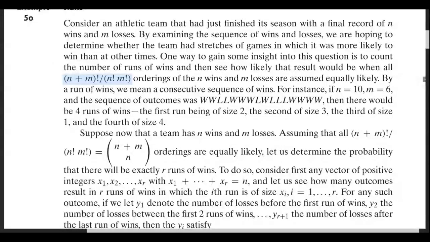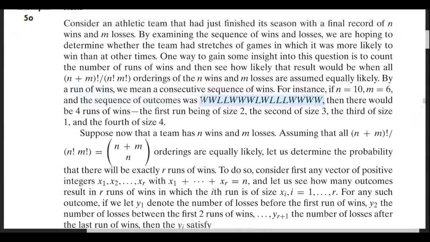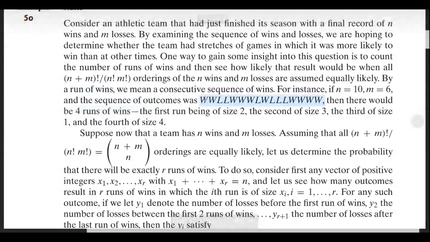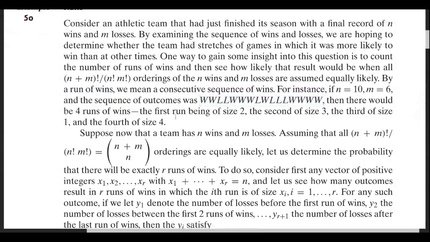So by a run of wins, we mean a consecutive sequence of wins. Right? A run of wins means consecutive wins. For instance, if n equals 10, m equals 6, and the sequence of outcomes was win, win, lose, lose, win, win, win, lose, win, lose, lose, lose, win, win, win, win, win. Then there would be 4 runs of wins. So we have 4 runs of wins. The first run being size 2, the second being 3, third one 1, and the fourth 5.